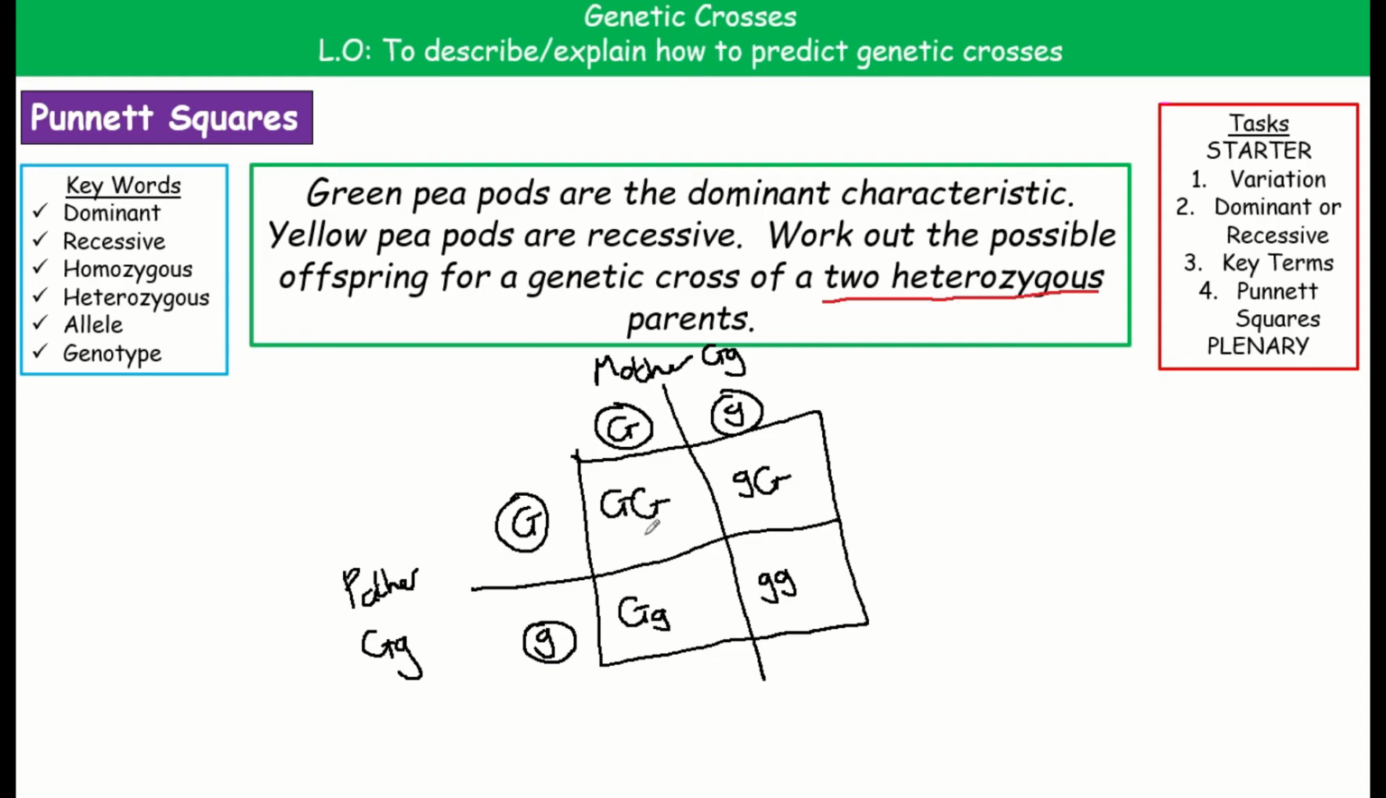Then what we need to do is write down what would the phenotype be. So this one's got 2 capital G's, therefore it is going to be green. That one does have a capital G, so it is going to be green.